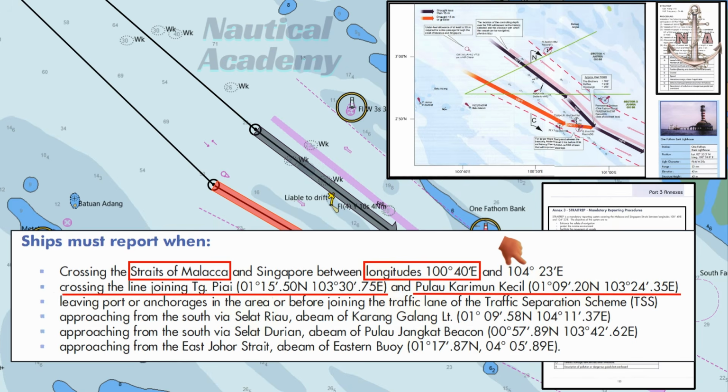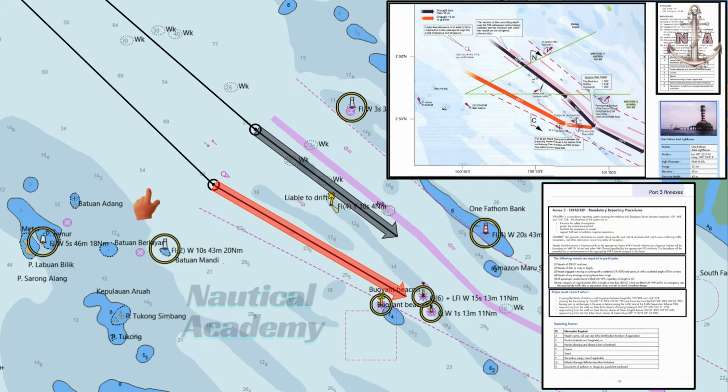At longitude 104 degrees 23 minutes east, this marks the exit from the STRAITREP system for eastbound vessels. Reporting is not required at this position line for eastbound vessels, as this reporting line applies to westbound vessels. Now, to determine the reporting point, plot a line along longitude 100 degrees 40 minutes east across the planned track.